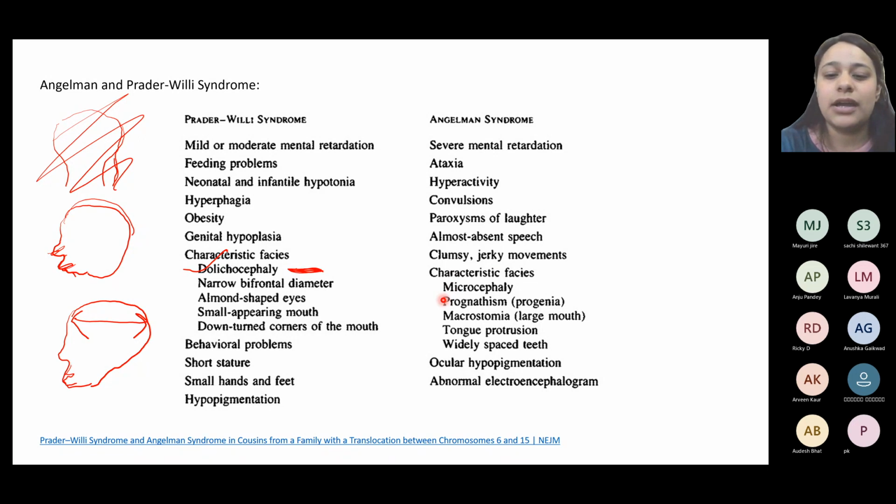Then prognathism, which is basically that the lower jaw will be protruding outward. Then macrostomia, or a large mouth. Sometimes in these children the maxillary and mandibular processes are not fused together, so their mouth is actually enlarged, because that fusion has not occurred. So macrostomia will occur. Their tongue will be protruding and their teeth will be widely spaced. Then there will be ocular hypopigmentation, that is less pigmentation in the eyes, and abnormal EEG.